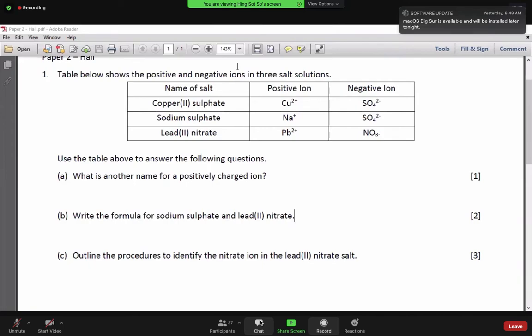What is the chemical formula? Sodium sulfate, lead 2 nitrate.